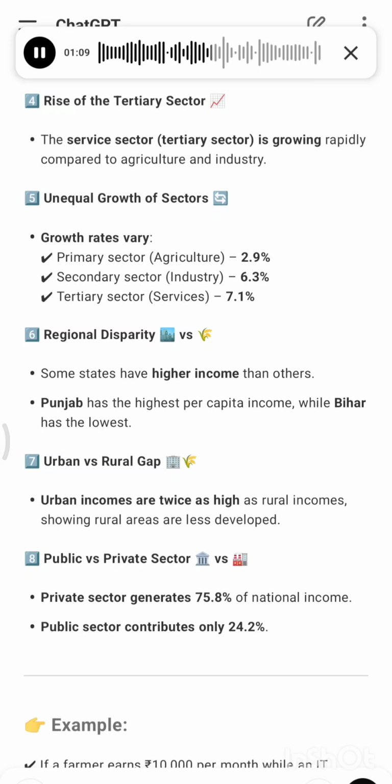6. Regional disparity: some states have higher income than others. Punjab has the highest per capita income, while Bihar has the lowest. 7. Urban versus rural gap. Urban incomes are twice as high as rural incomes, showing rural areas are less developed. 8. Public versus private sector. Private sector generates 75.8% of national income. Public sector contributes only 24.2%.